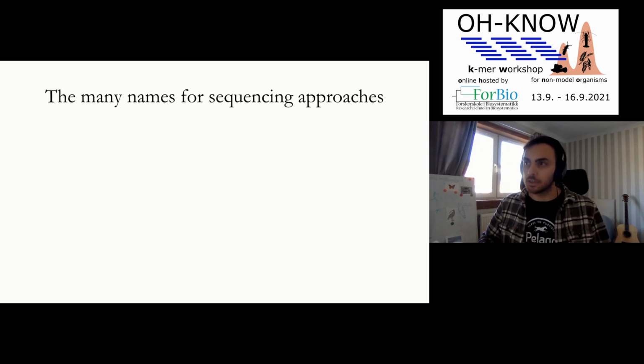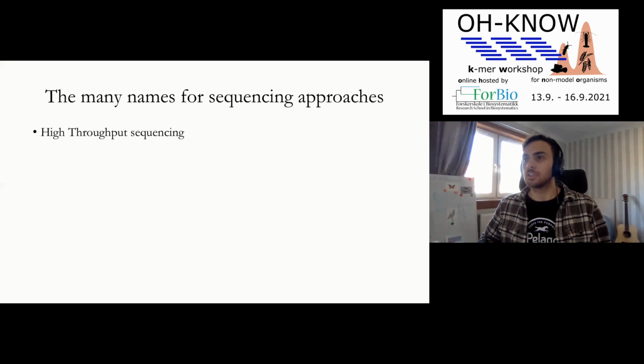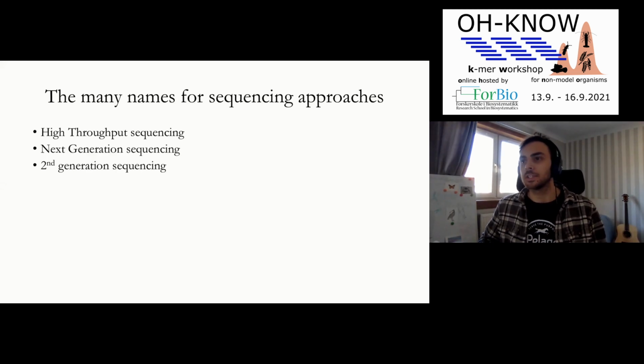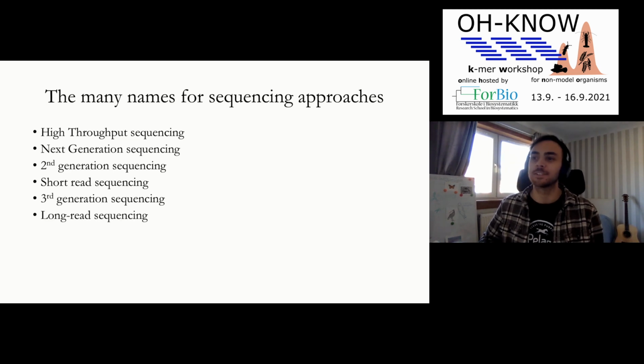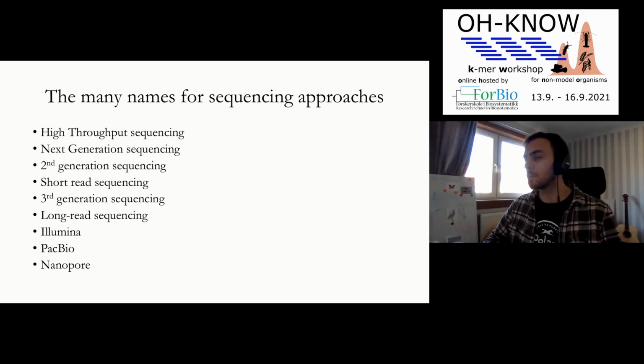Now, there's obviously a lot of jargon associated with sequencing. So although some of you might have done some approaches, you might come across words or phrases that you're not familiar with. These might include high throughput sequencing, next generation sequencing, second generation sequencing, short read sequencing, third generation sequencing, long read sequencing, and then these brand names: Illumina, PacBio, Nanopore.